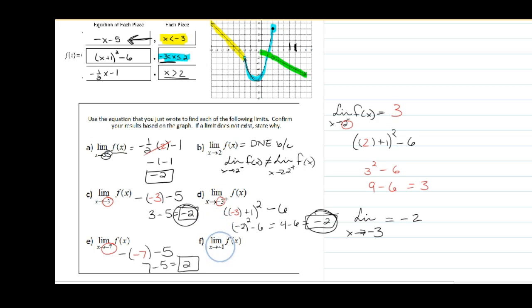And then the limit as x approaches -1. Again, -1 isn't explicitly mentioned here, so I want to find where -1 would fit. And -1 would lie between -3 and 2. So I'm going to use this function. And that's going to be my x plus 1 squared minus 6. And x is approaching -1, so I'm going to evaluate at -1. -1 plus 1 is 0. 0 squared is 0. Minus 6 equals -6. And that's it.